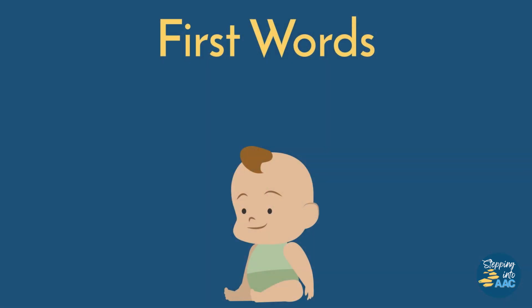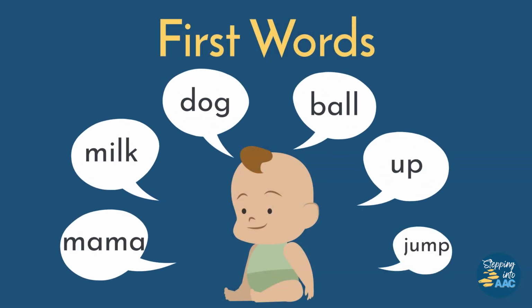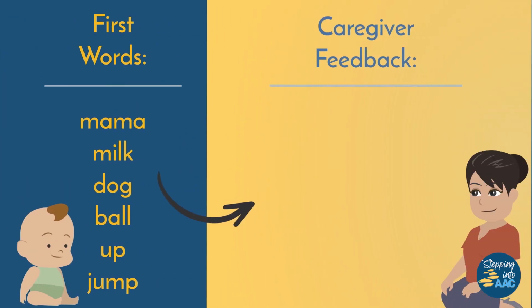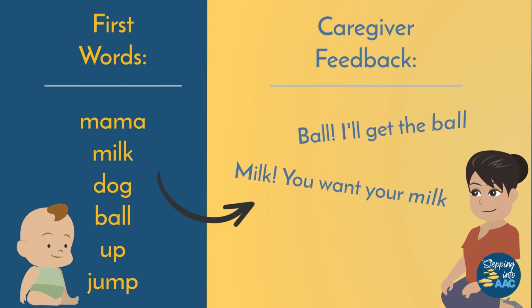We saw this in week 2 when we discussed how first words are often powerful and highly meaningful words that the child has heard repeatedly in their first year. Words such as mama, milk, dog, ball, or other favorites. Now we have a name for those specific, though less versatile words. They're called fringe words or fringe vocabulary. You may also recall that AAC partners pair these fringe with core words to expand language. For example, we may say ball, I'll get the ball. Milk, you want your milk. Dog, where do you see a doggy?